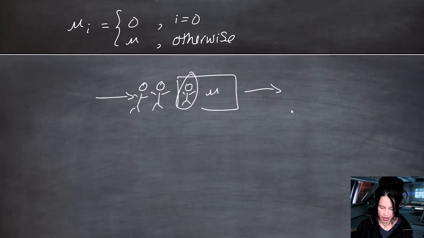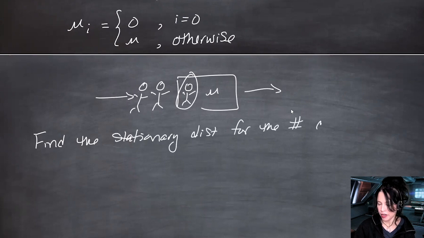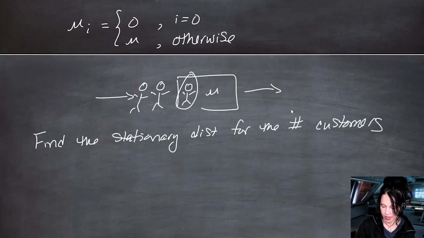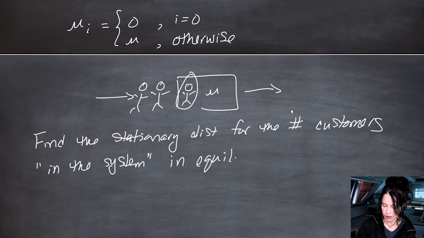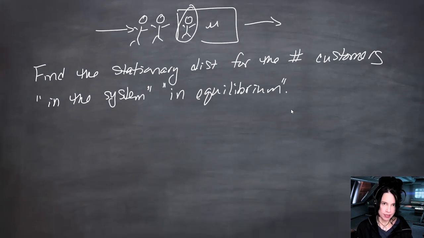The way I would ask this would be: find the stationary distribution for the number of customers in the system. That includes the person in service, in equilibrium. When I say that, I mean it has settled down and it has reached its stationary mode or its limiting distribution. This is a pi problem, and we have an exciting new formula.